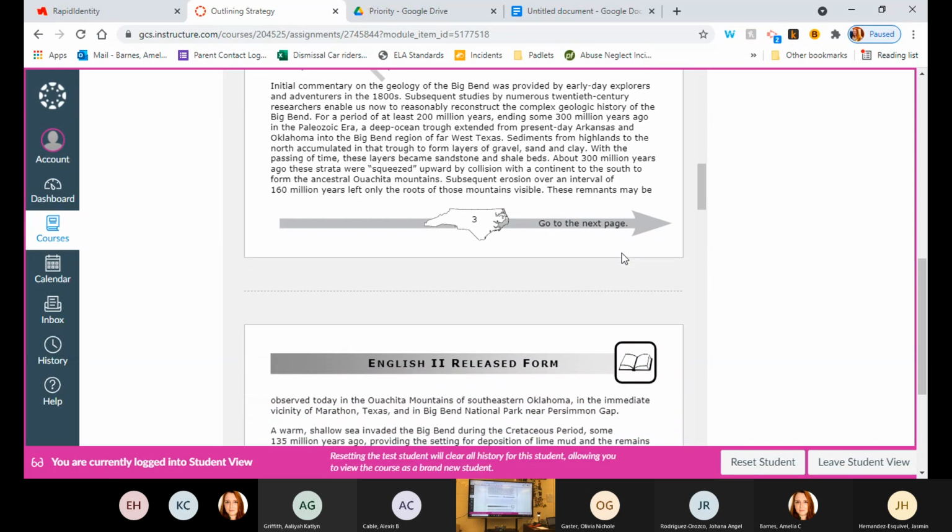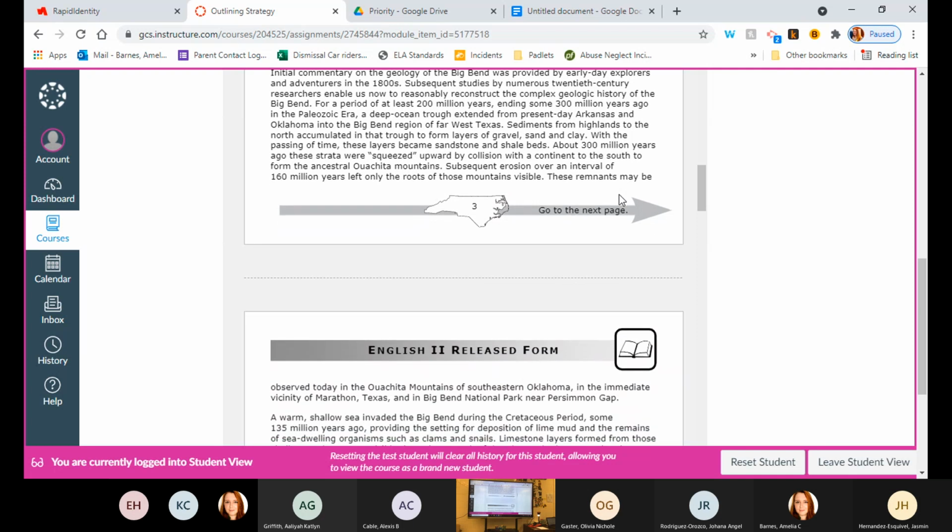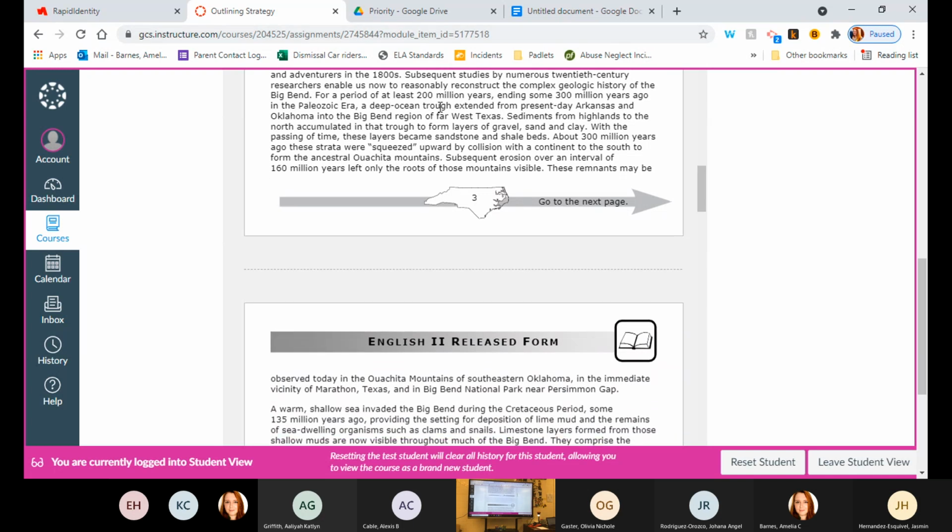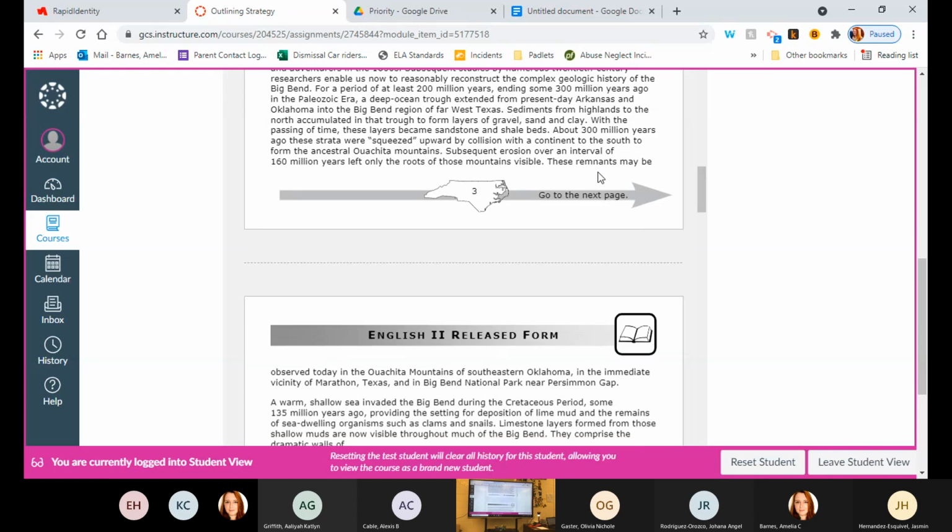Initial commentary on the geology of the Big Bend was provided by early day explorers and adventurers in the 1800s. Subsequent studies by numerous 20th century researchers enable us now to reasonably reconstruct the complex geologic history of Big Bend. For a period of at least 200 million years, ending some 300 million years ago in the Paleozoic era, a deep ocean trough extended from present-day Arkansas and Oklahoma into the Big Bend region of far west Texas. Sediments from highlands to the north accumulated in that trough to form layers of gravel, sand, and clay. With the passing of time, these layers became sandstone and shale beds.